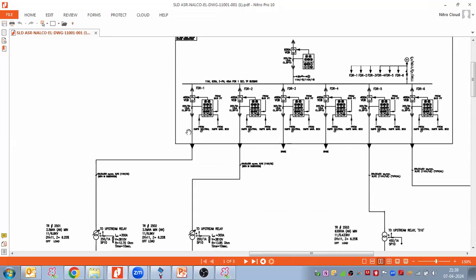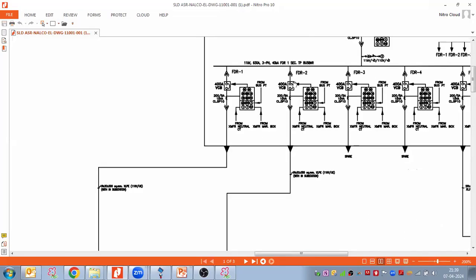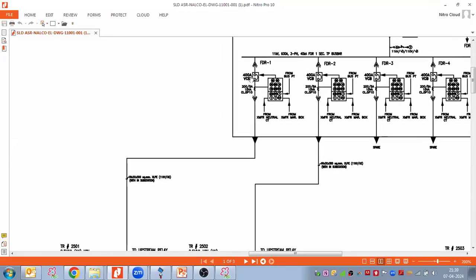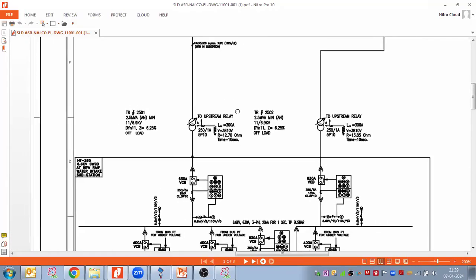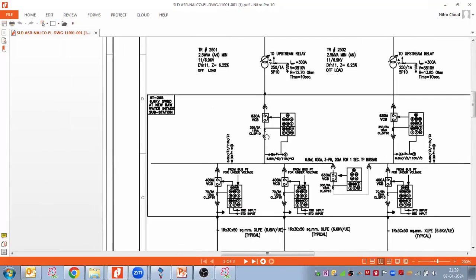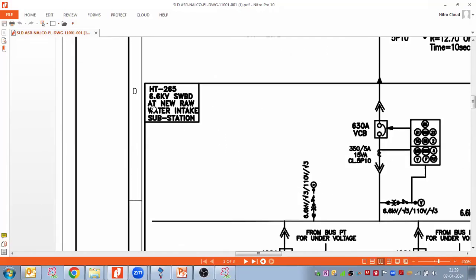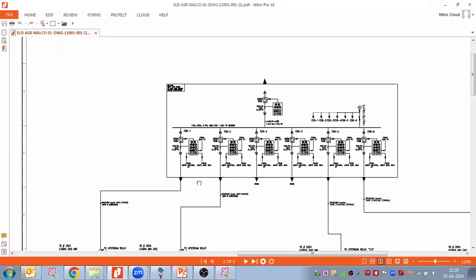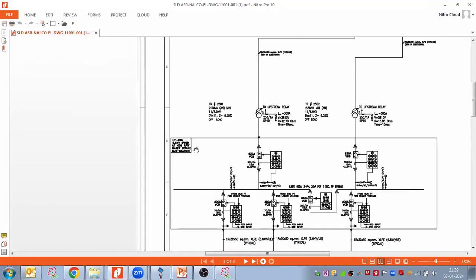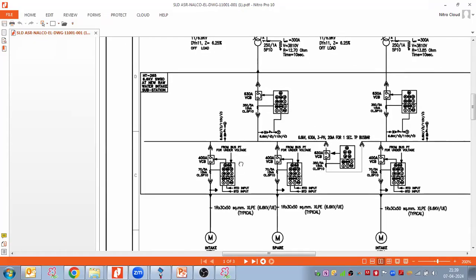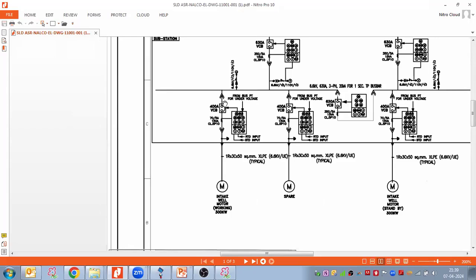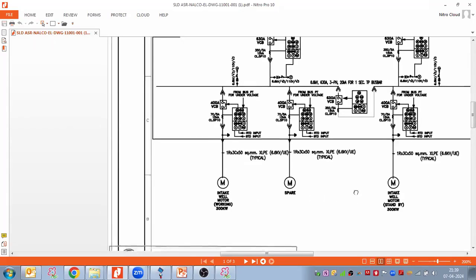Now here we have different feeders: feeder 1, feeder 2, feeder 3. Here we are using a 400 ampere VCB, the lowest rating of the VCB. Then CT, and from here we take the feeder, and this feeder feeds an HT board, which is a 6.6 kV switchboard. From this 6.6 kV switchboard, we are taking outgoing feeders which feed the motors.